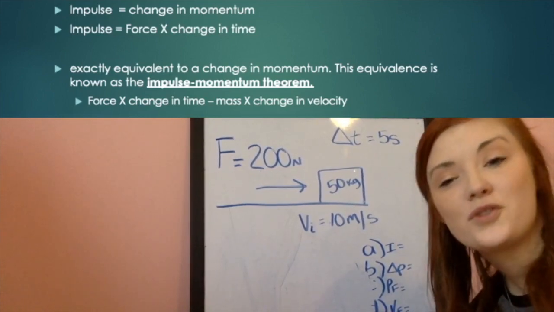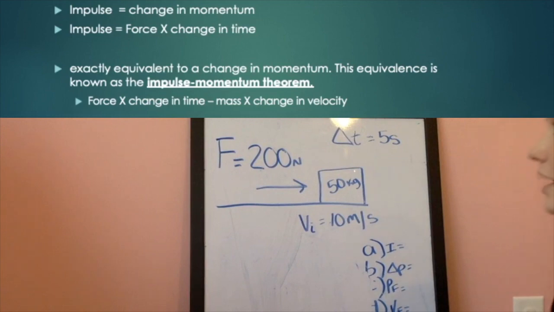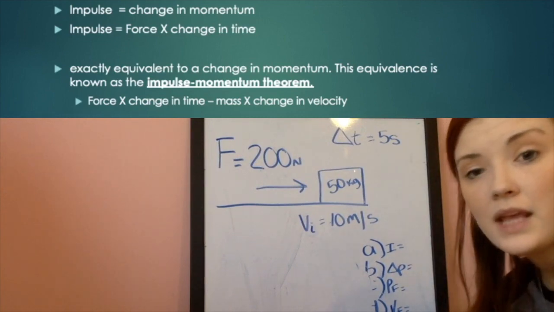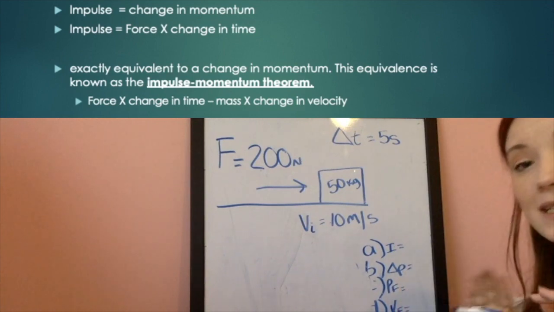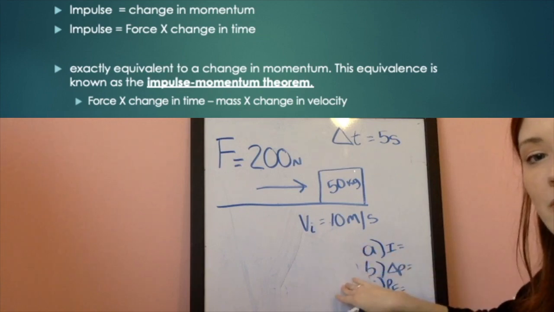Alright guys, welcome to the problem section of impulse and momentum theorem. These are going to be on your test. I would say you are probably going to have 3 of them. They will look exactly like this, except it's not going to be a picture like this. You're going to actually have to be able to pick out the information.